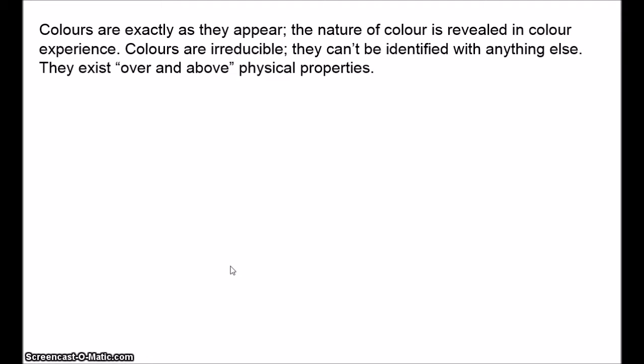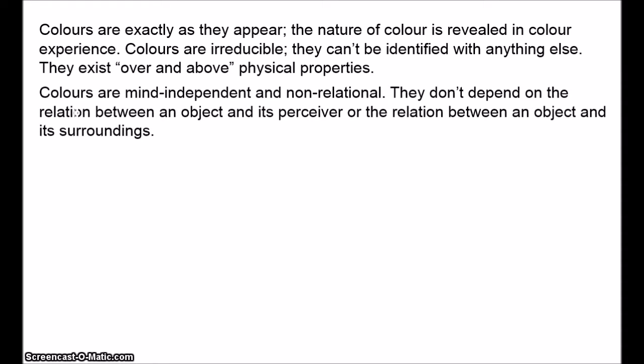Now, primitivism is an objectivist or realist view. Like colour reductionism, primitivism claims that colours are mind-independent and they're also non-relational. So they're intrinsic properties of objects. They don't depend on the relation between an object and a perceiver, or the relation between an object and its surroundings. Now, of course, certain surroundings may be necessary in order to best perceive a colour. For instance, in order to see brownness or brown, that requires having certain surroundings, as we discussed in the last video. But the colour itself exists as an intrinsic property of the object.